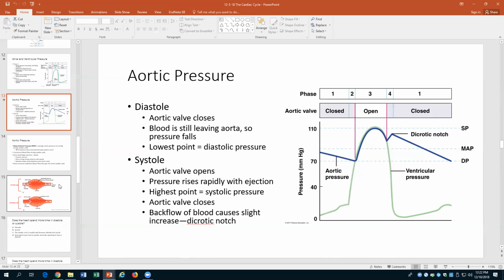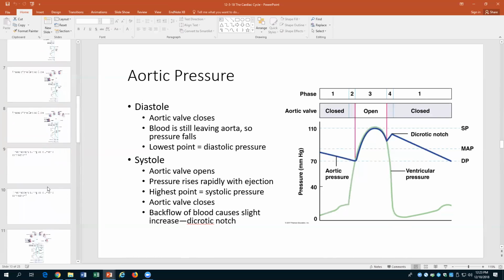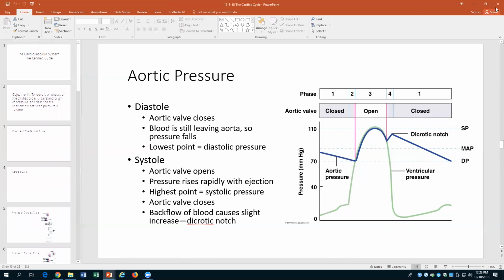Okay. Any other questions? Can you go through the conduction system of the heart, like the bundle of His and the cardiac? Okay, yep, sure.